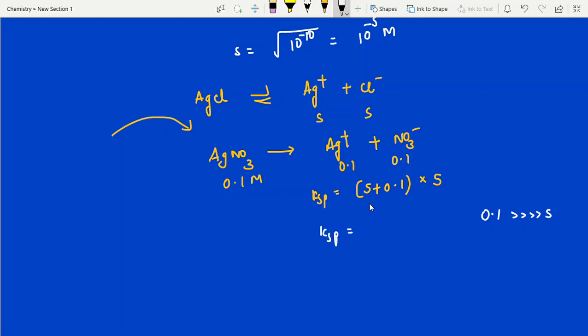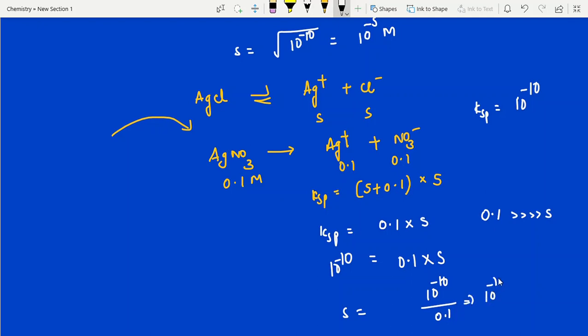Next, now you can write. What is this, students? 0.1 into S. Clear? 0.1 into S. What is the KSP? They have given the KSP value. How much did they give, students? Yes, 10 to the power of minus 10. You can see the above numerical. So KSP equals 10 to the power of minus 10. Then 0.1 into S. How much is S, students? So S is 10 to the power of minus 10 by 0.1. If you simplify this, 10 to the power of minus 10 into 10 to the power of 1, if you bring it up, these two get cancelled. Finally, you will get 10 to the power of minus 9.